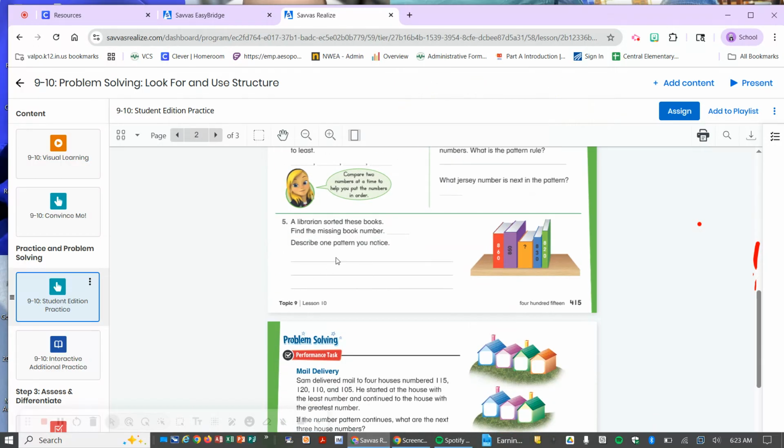And then finally for number 5, the librarian sorted these books, find the missing number. So it goes 860, 850, 830, 820. What number is missing? That's your first job. And then you need to tell me what do you notice? What is the pattern counting by?